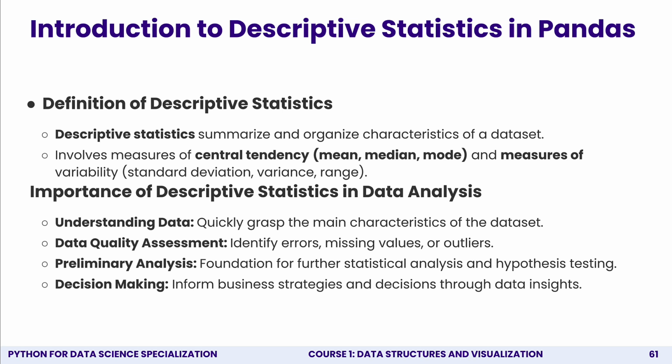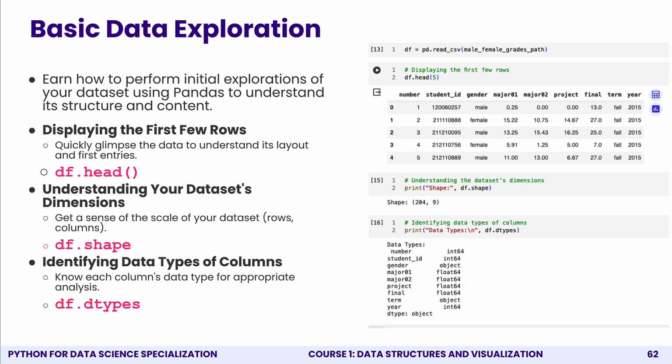So the importance of descriptive statistics includes understanding your data. It means quickly grasping the main characteristics of the data set. Also, data quality assessment. Do I have missing values? Do I have a lot of variation? Do I have outliers that I need to take care of? Okay. And you do a preliminary analysis before going into a deep data science project, like a foundation for further statistical analysis and hypothesis testing. And also, it can be used for decision making. It informs business strategies and decisions through data insights. And this is pretty much important. When you understand your data, you will be able to take correct decisions.